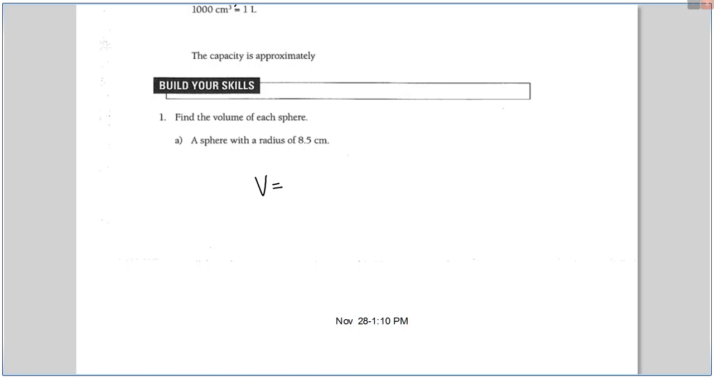Okay, volume of a sphere. 4/3 pi r cubed. In the calculator, 4 divide 3 like that. Hit the pi button. 8.5 power 3, just like this. That's what it would look like in the calculator. Does anybody have that for me? Or do I got to do it myself? Alright, I'll do it myself.